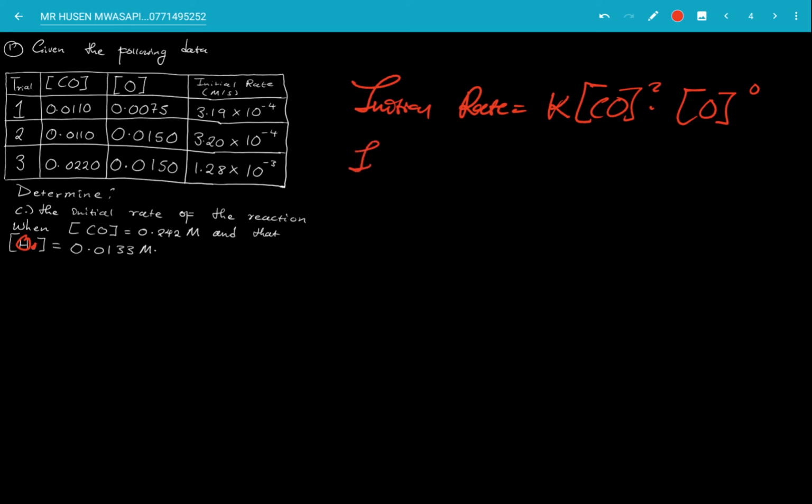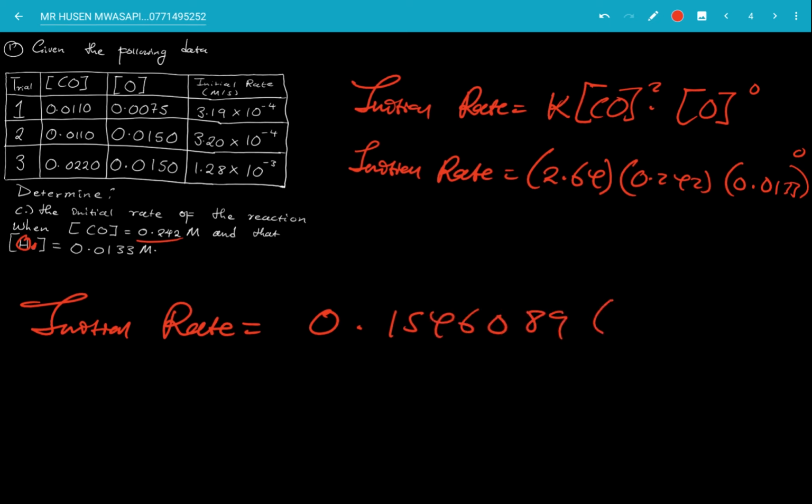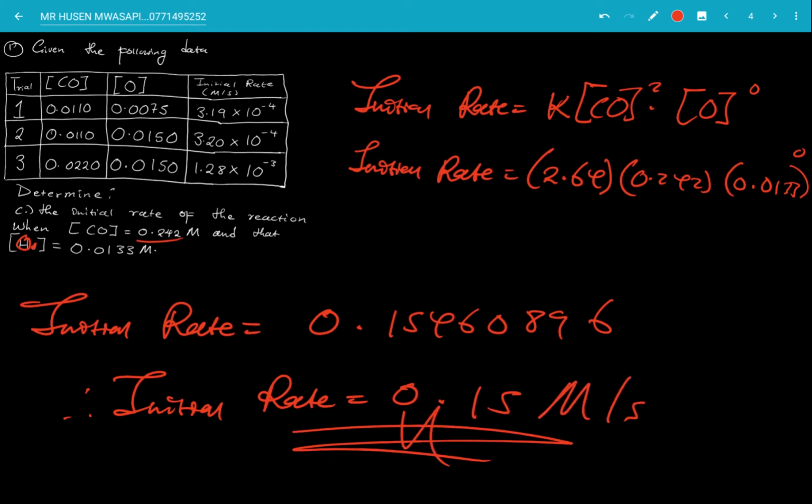So the initial rate is equivalent to the rate constant that we found, which was 2.64, times the concentration of carbon monoxide that we have been given here, which is 0.242, times that of oxygen, which is 0.0133 to the power of 0. If you compute this, you end up having your initial rate to be 0.15460896. But if I round this off, I have my initial rate to be 0.15 M per second. So that would be our final answer.